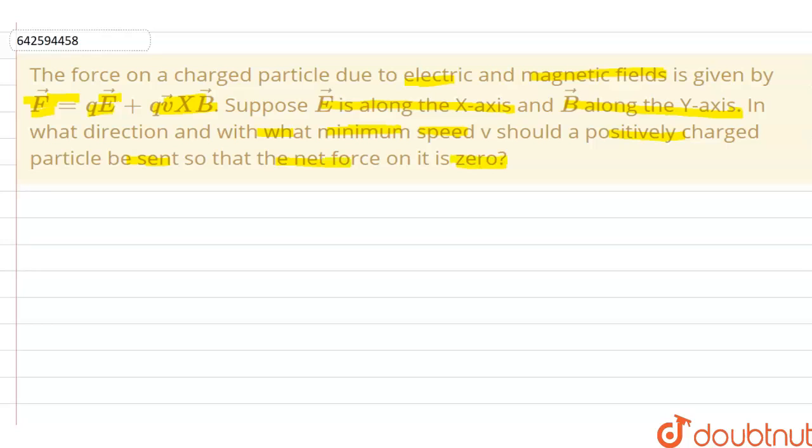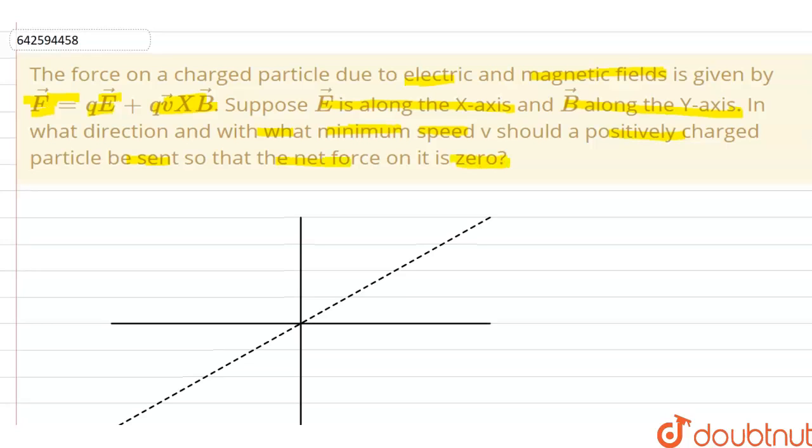on it is 0? Now let's just suppose that this is our coordinate system in which the electric field E vector is acting along the x-axis. This is our x-axis, this is y-axis, and this is z-axis. Now E vector is acting along positive x-axis. The magnetic field is acting along positive y-axis.